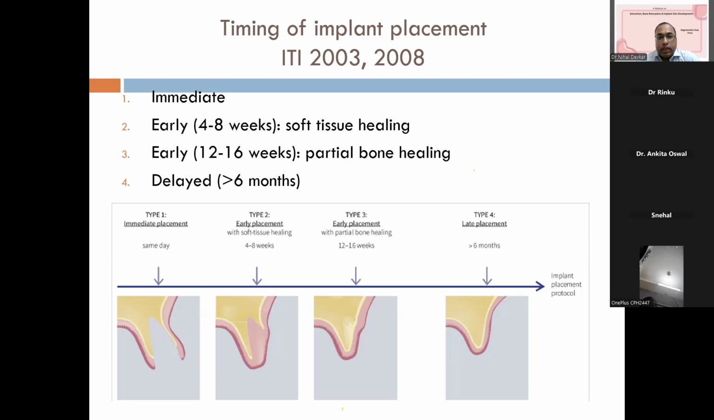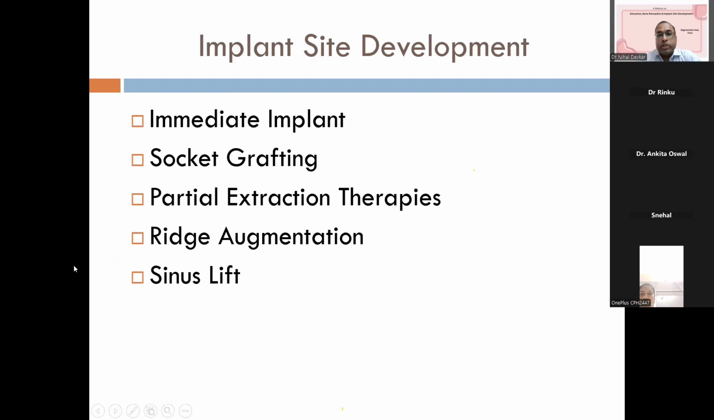The protocol currently followed is that the socket should not be empty. If you don't want all these alterations to happen, the socket should not be empty. It should be filled either with an implant or with a biomaterial, or both. Even an immediate implant along with the placement of graft material is considered a form of socket preservation method. So that takes us to different procedures that can be indicated.